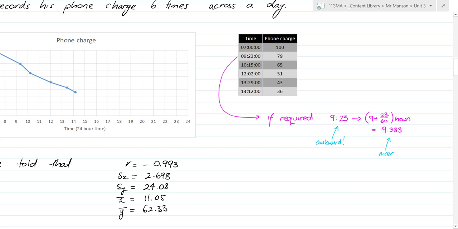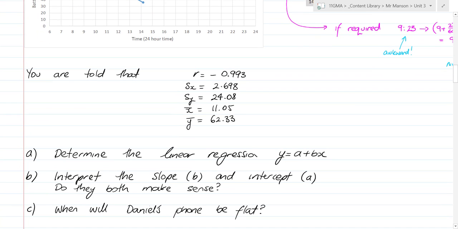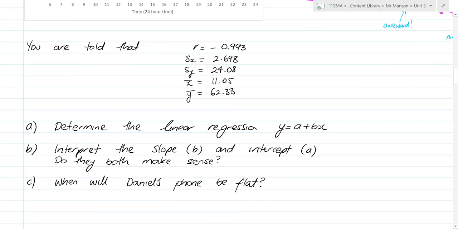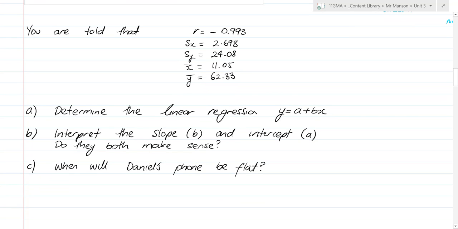Now, we're told this. r is equal to negative 0.993, so that's a pretty good regression. And sx, sy, the average x and the average y. So we're using x and y, but we've got time as our x scale and y as our charge. Determine the linear regression y equals a plus bx. Interpret the slope. And when will Daniel's phone be flat? Those are the questions we're being asked, and this involves a level of forecasting. So how do we determine the linear regression, first of all, in the form y equals a plus bx? Can you recall those equations for me?